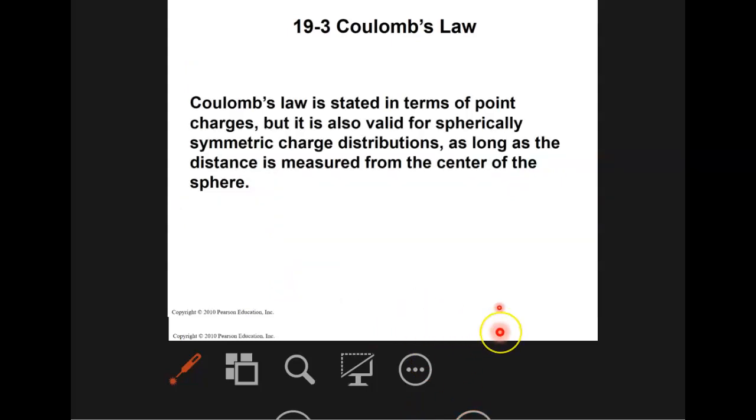Coulomb's law is stated in terms of point charges, but it's also valid for spherical or circular charges measured from the center. This is as far as I want to go in the chapter right now. I want to go over the actual equation of Coulomb's law and do some practice problems in the next lecture. See you then.